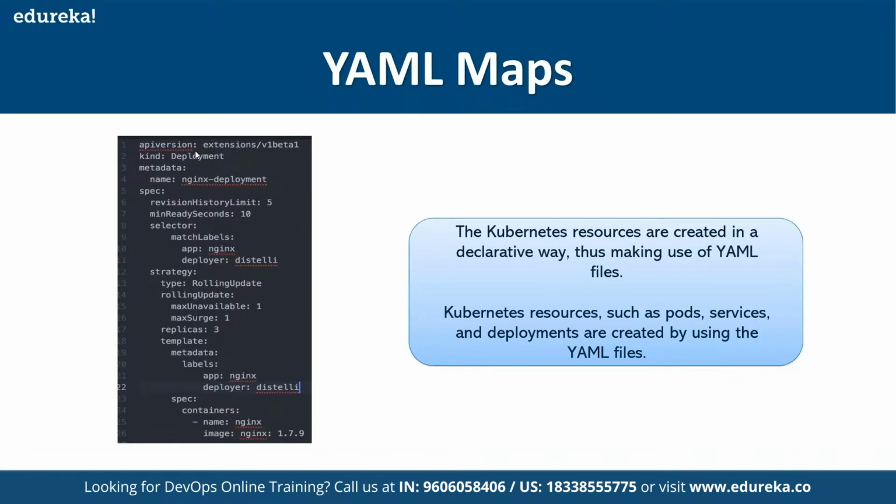So here I've mentioned my API version. This extension is the API group and v1beta1 is the API version. So this is one way or another way of specifying the API version. And this kind is the deployment. So this represents the deployment YAML file. Okay, so this is about the basics of the YAML file, which you would require for the Kubernetes section.